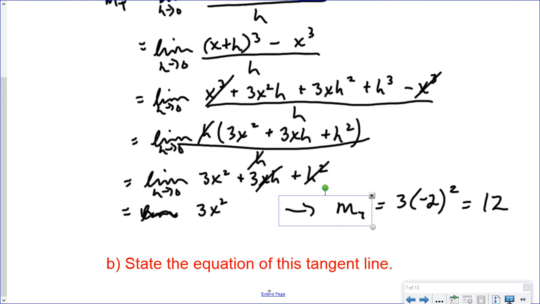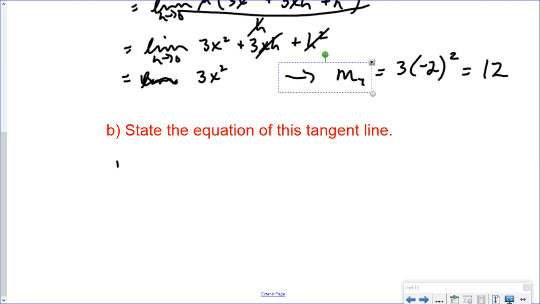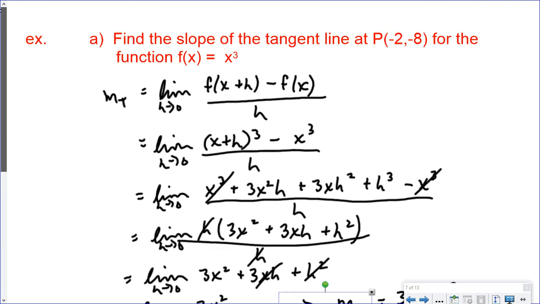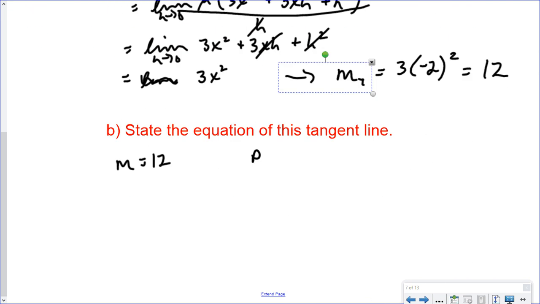Now state the equation of this tangent line. I found the slope, and I know my point here. I think I was given my point. Yeah, (-2, -8). Okay, so I just put this into y equals mx plus b. You guys may want to get in the habit of pausing this and doing this yourself. Okay, I'll give you a second to pause it, and then I'll continue with it as well here.